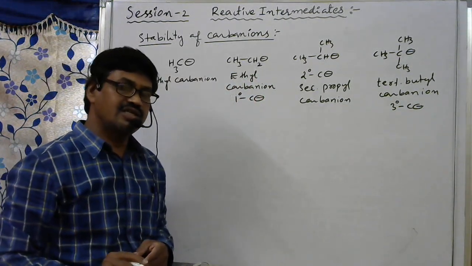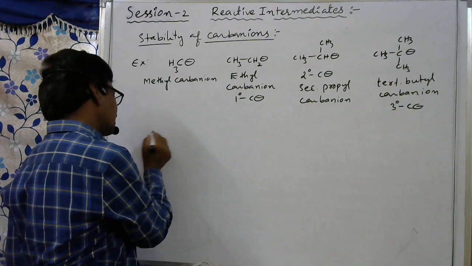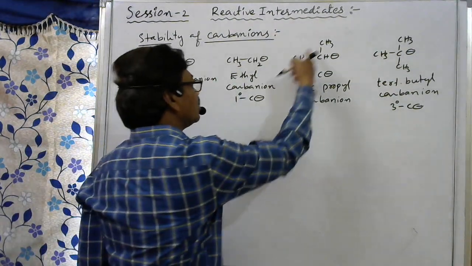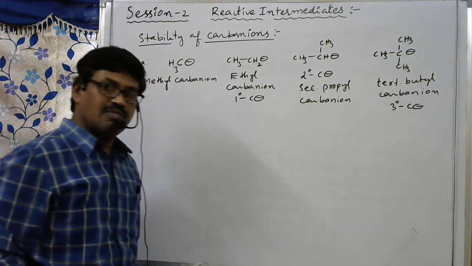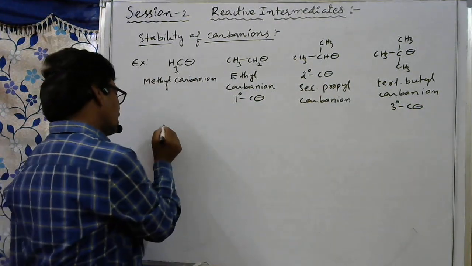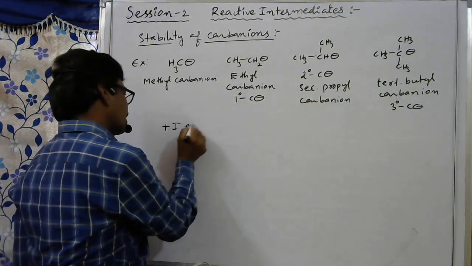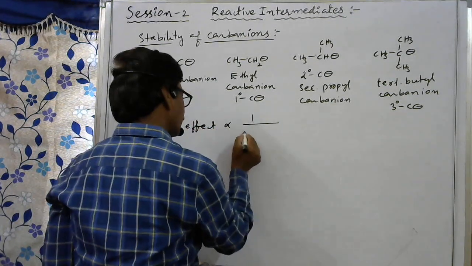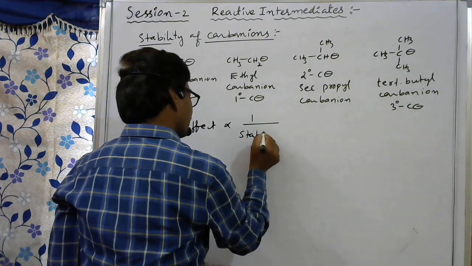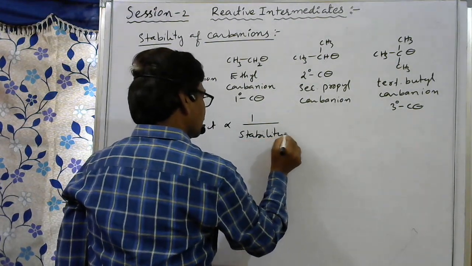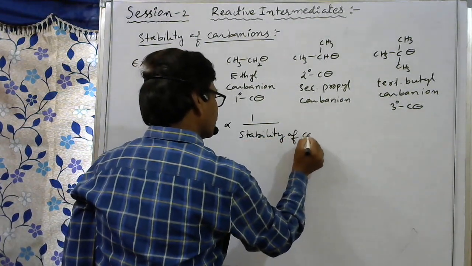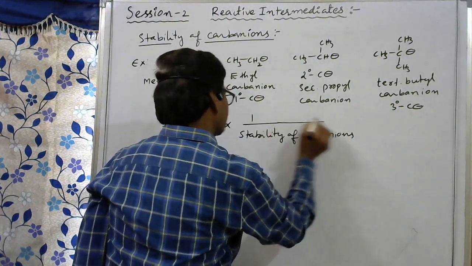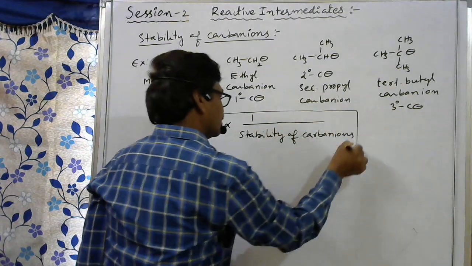Stability order depends on the plus I effect. See here all these groups, here the methyl group is a plus I effect group, here two methyl groups, all alkyl groups are plus I groups. So the plus I effect is inversely proportional to the stability of carbanions. This you have to remember.